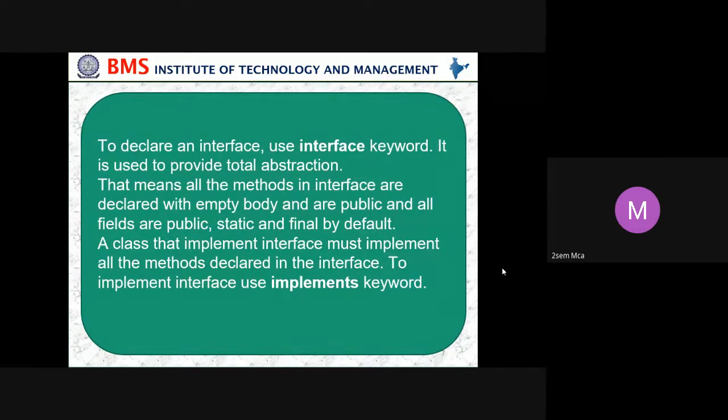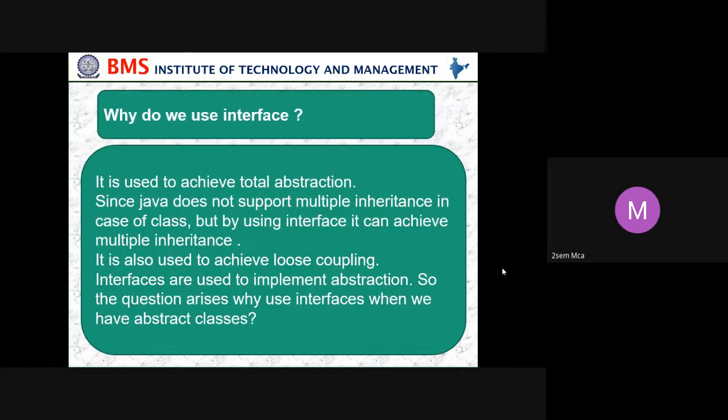To declare an interface, use the interface keyword. It is used to provide total abstraction. That means all the methods in the interface are declared with an empty body and are public, and all fields are public, static, and final by default. A class that implements an interface must implement all the methods declared in the interface. To implement an interface, use the implements keyword.